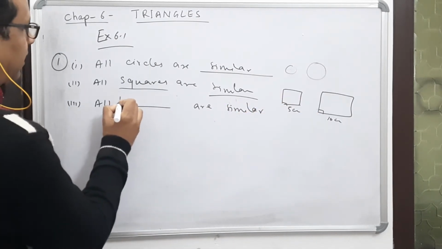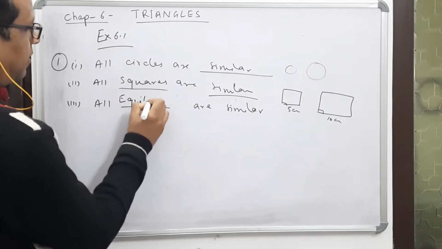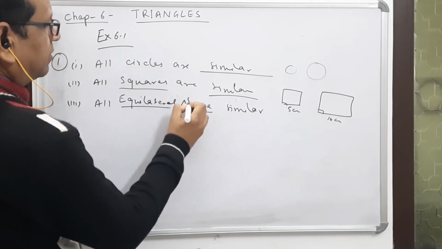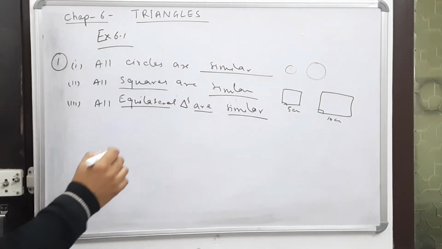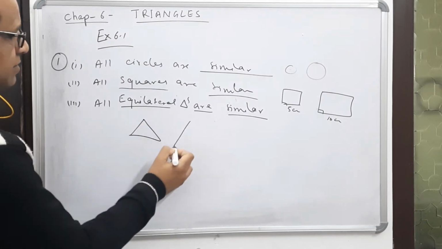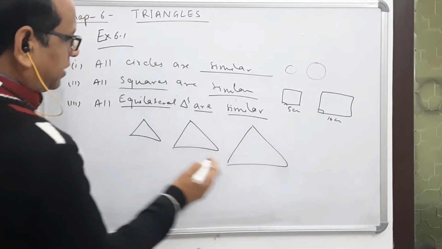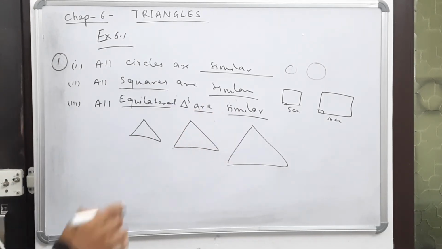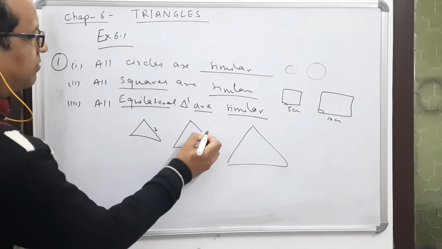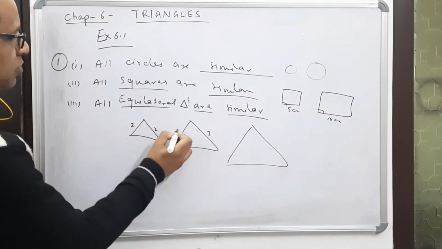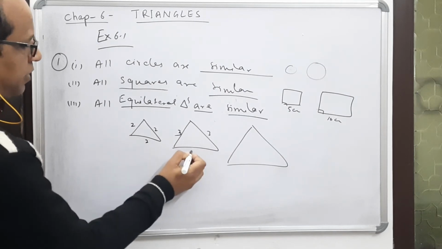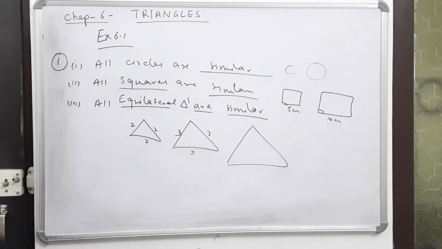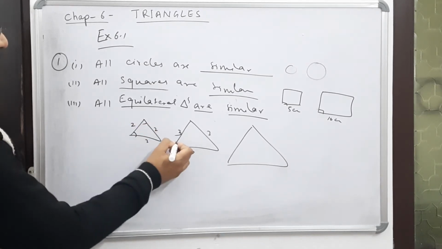See, all the equilateral triangles are similar. Because if we draw so many triangles, please see these triangles now, they all will be similar. The reason is their angles are 60, 60, 60, and if the side of this is 2 and the side of this is 3, then this will be 2, this will be 3, this will be 2 and this will be 3. So you see the ratio of the sides, 2 by 3, 2 by 3, 2 by 3, and all the angles will be equal.